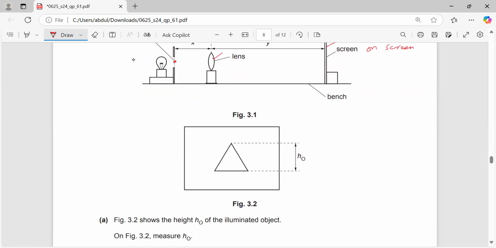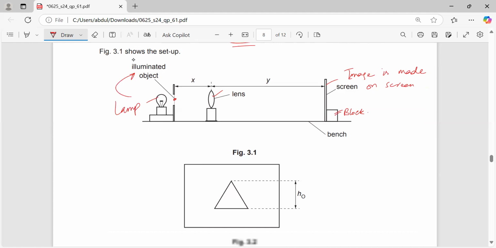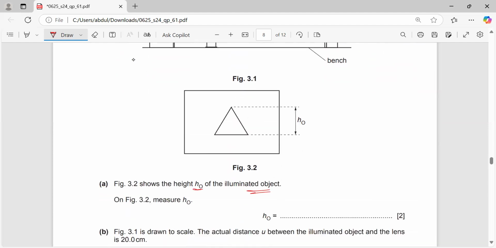Figure 3.2 shows the height HO of the illuminated object. Now always remember, sometimes they say, draw the diagram for this. So the lens is always in between, the screen is on the extreme right with a block to support it, to keep it vertical, and there will be an illuminated object, and a lamp shown before the object. Like here, the lamp is making the object illuminated, and here is the object already mentioned.